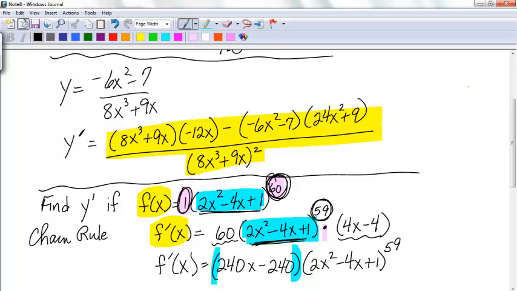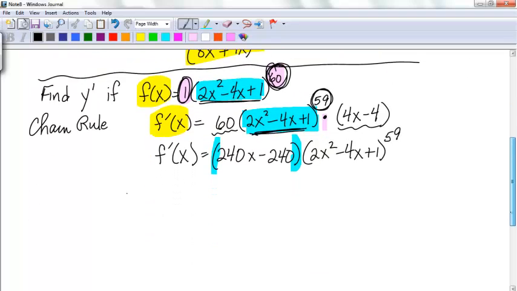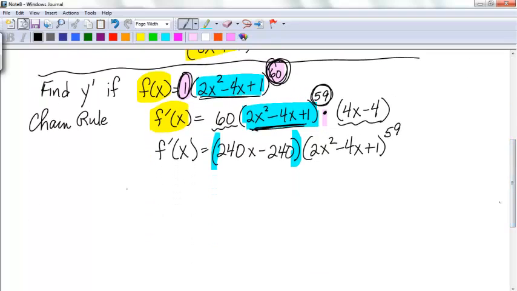Then the author is going to go through another method. I want to show you both because you may end up in a Calc 2 class where they do it a little bit differently. Same problem. Okay?